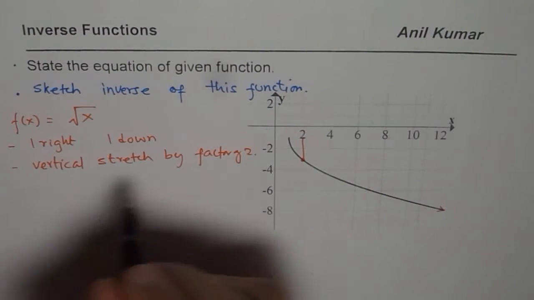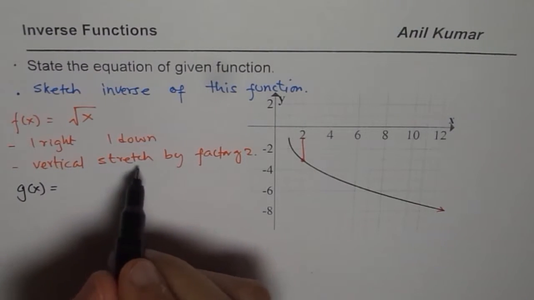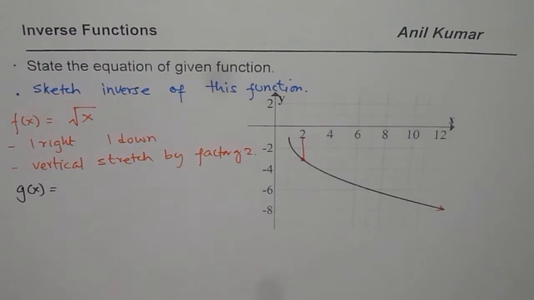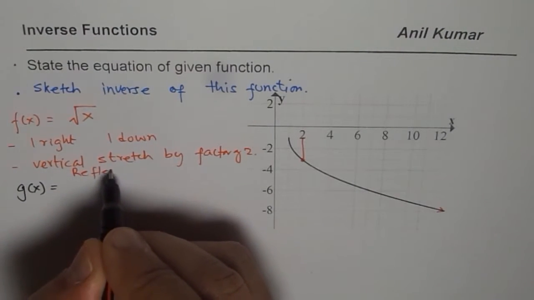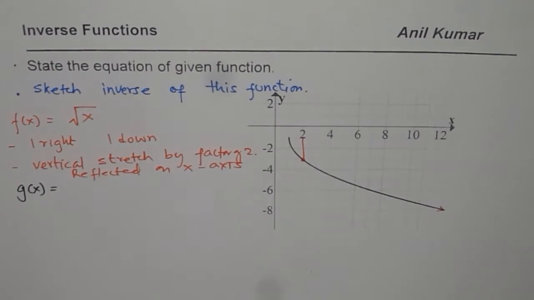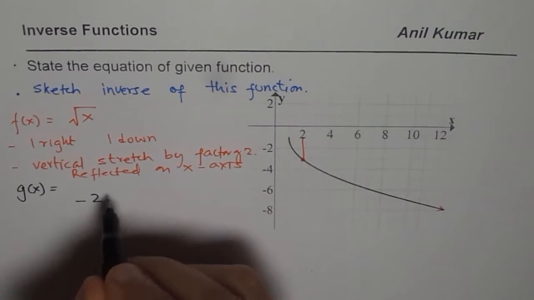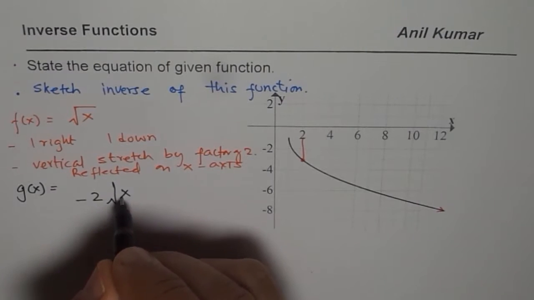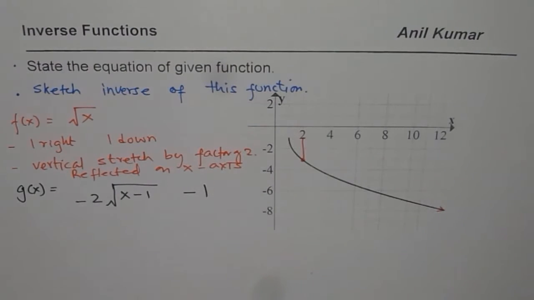Now that helps us to give the equation in the first place. So let us write down now the equation of the function. Let us say the function is g of x. Now it is vertically stretched by a factor of 2, and also we notice that it has been reflected on x-axis, correct? Since it is a reflection, we'll write this as minus and vertical stretches of 2 square root of, horizontally we are moving 1 unit to the right, that means x minus 1, vertically 1 unit down, that means minus 1. So that becomes the function for us.